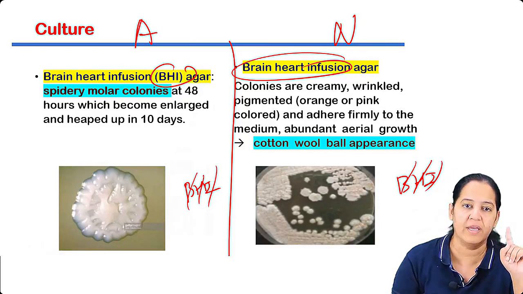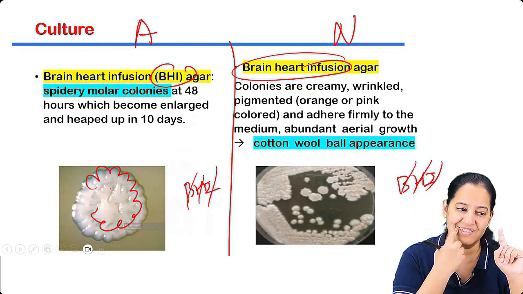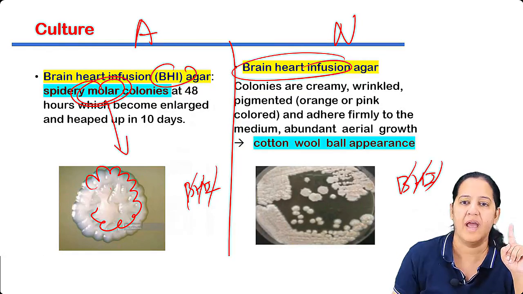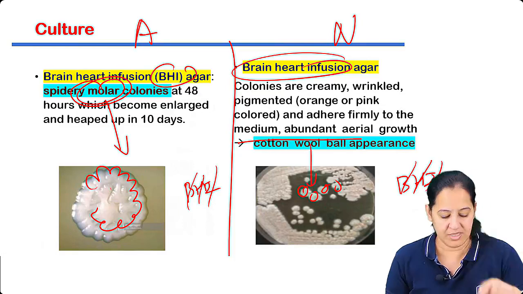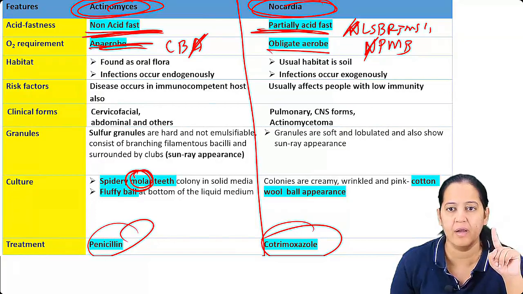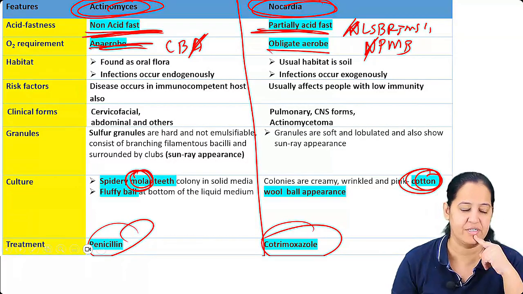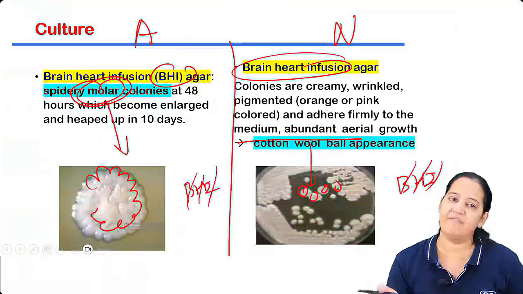See the colony. Here the colonies are known as molar. Do you have molar tooth? The colony is looking like a molar. Molar colony. And here the colonies are looking like cotton wool ball. So say the appearance of the colony. Say, ma'am, here it's spidery molar, and here it's cotton wool. Both of them are BHI. So colony is different. दोनों का colony का appearance बोलो. Please learn the colony appearance. Clinical manifestation one by one.